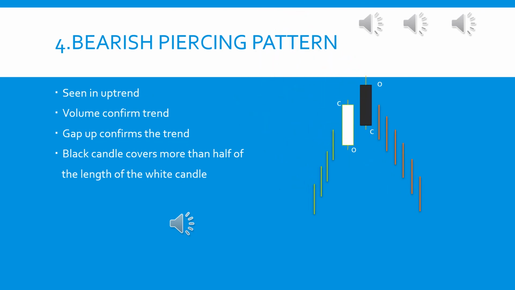This is the fourth type of candlestick pattern, which is called the bearish piercing pattern. It is seen in the uptrend, and there are two candlesticks that are spotted over here. The first candlestick is white in color with a larger body, with a gap up, followed by a black candlestick with a larger body. Over here, the black candle covers more than half of the length of the white candle. If the gap between the second day opening and the first day closing is more, the reversal seems more strong. Similarly, a large volume during the pattern, especially the second candle, that is the black candle, increases the signal of reversal.